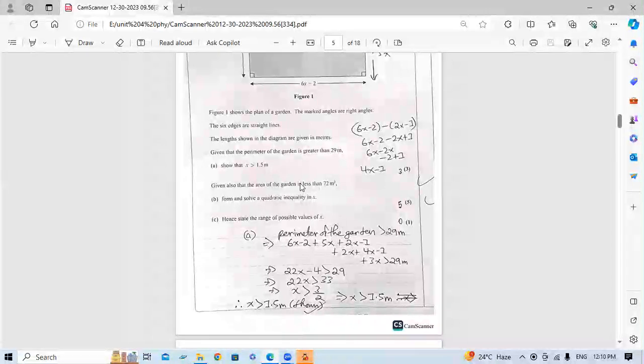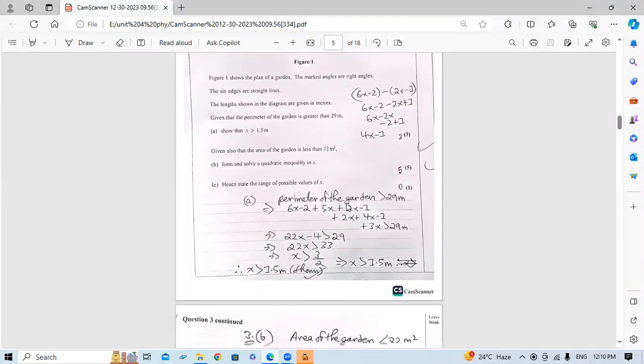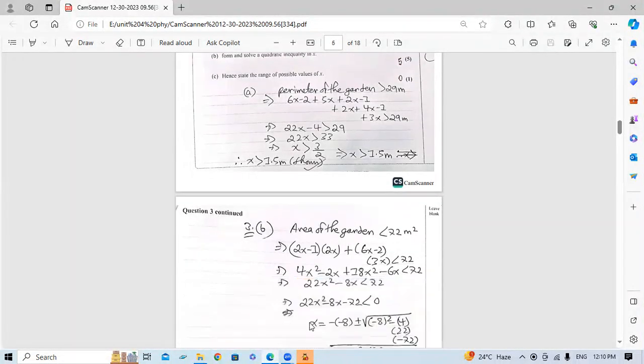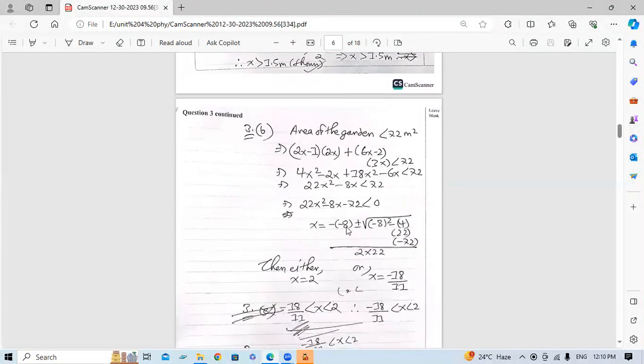Given also that the area of the garden is less than 72 meters square, form and solve a quadratic inequality in x. So over here, it has been mentioned that the area of the garden is less than 72 meters square. So the area of the garden would be less than 72 meters square: 2x minus 1 into 2x plus 6x minus 2 into 3x less than 72. You need to form a quadratic equation like this: 22x square minus 8x minus 72 less than 0.